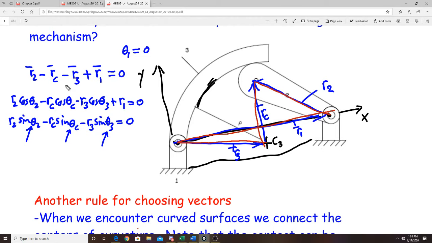And so, that is his vector loop. He did R2 minus RC minus R3 plus R1 equals 0. So that is basically it. And then, as I said earlier, he set the coordinate plane right here. So therefore, he could eliminate R1 as a variable, right? Where R1's angle, or theta 1, is equal to 0, right?